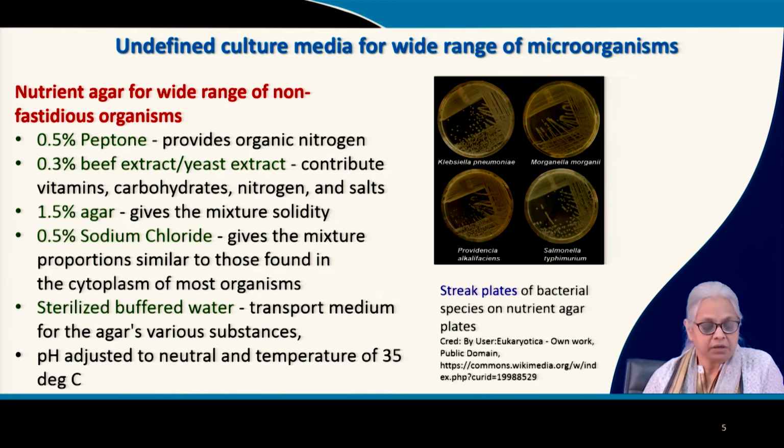So we can use sterilized buffered water. Sterilization and buffering of the water that is used is essential to ensure that the isotonic conditions are met, and that the pH is near neutral. So we try to keep it around 7. It can go to 6.5 or 8. Even then the bacteria will not die, but if it goes beyond that, they are likely to die.